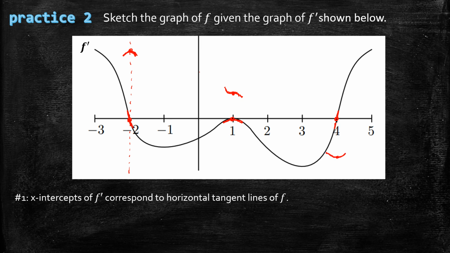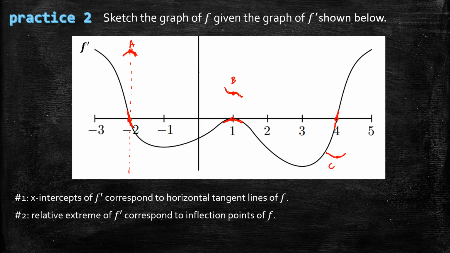Okay, and those, let's call those points A, B, and C. So there are horizontal tangent lines on f. So now the next thing to look for is the relative extrema of f prime, because these will correspond to inflection points. So for example, at -1 is a local min, so f prime goes from decreasing to increasing, so we have an inflection point.